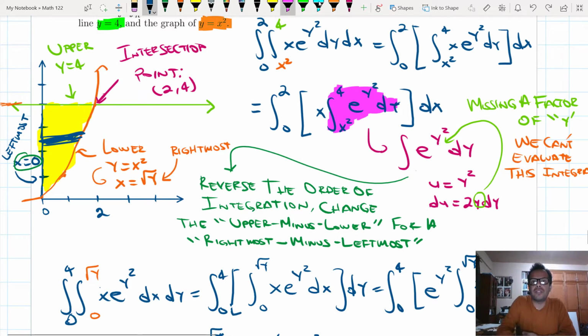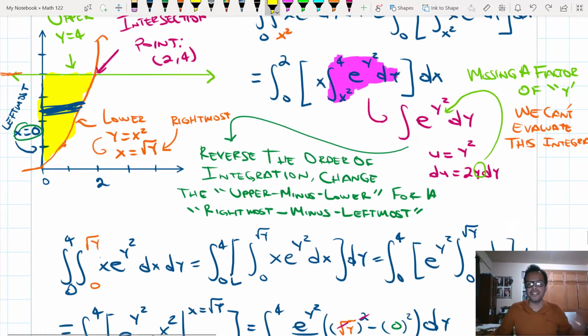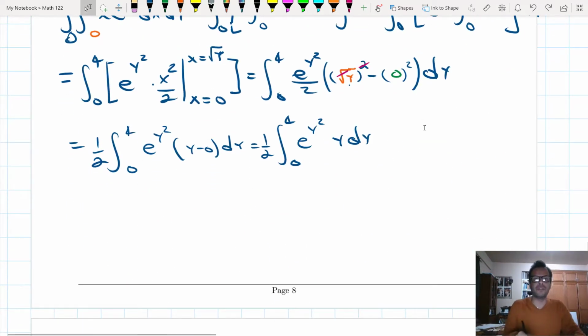Notice we wanted to evaluate e to the y squared with respect to y, but we were missing that power of y in order for that substitution to be able to do it, right? So in this case, we have that missing power or factor of y, and this is going to work out.